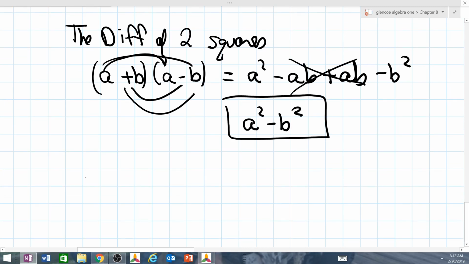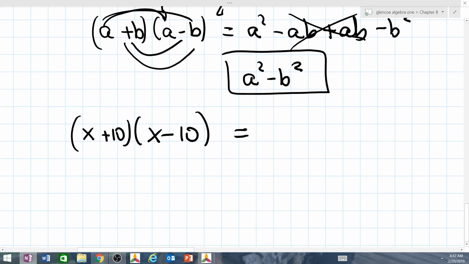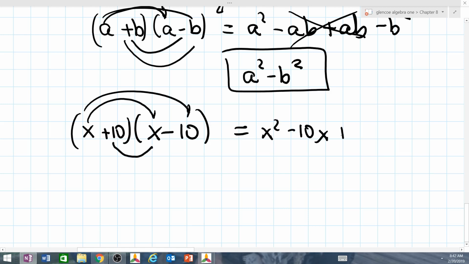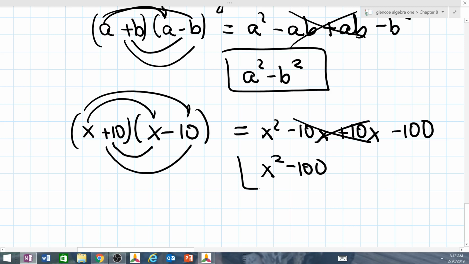So let's look at one. Let's go x plus 10 times x minus 10. Who would like to try it? X times x is? X times negative 10 is? And 10 times x would be? And 10 times negative 10 would be? And final answer? Good, the middle term cancels out.